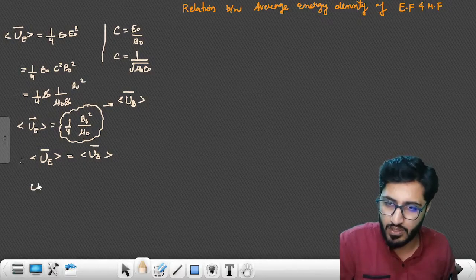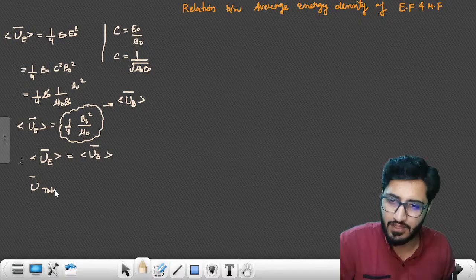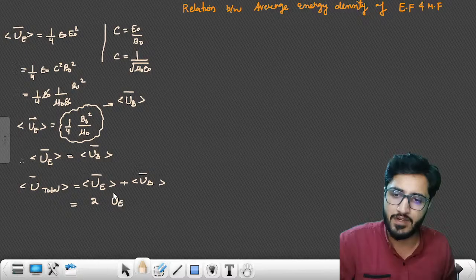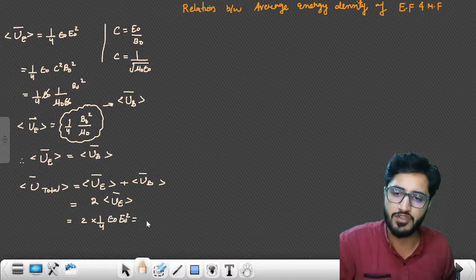So what will be the total? The total average energy density will be equal to the average energy density of the electric field plus the average energy density of the magnetic field. Both are equal, so I can write it as 2 times the average energy density of the first or second one. 2 multiplied by 1 by 4 epsilon naught E naught square, which equals 1 by 2 epsilon naught E naught square.